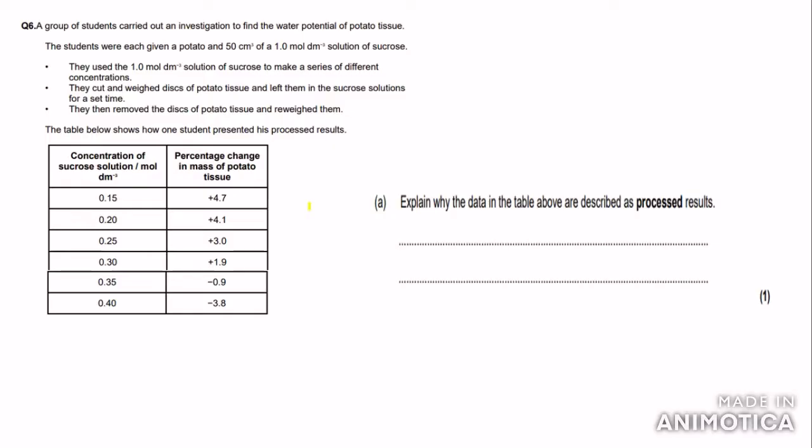Now this is probably familiar to you, as I think this is the third required practical for AQA A Level Biology. So let's look at the first part of the question. Explain why the data in the table above are described as processed results. Now, the term process means that something has been calculated. And as the heading here says percentage change in mass of potato tissue, then that signifies that something has been calculated. So we can write calculations have been made from the raw data, which is this part.